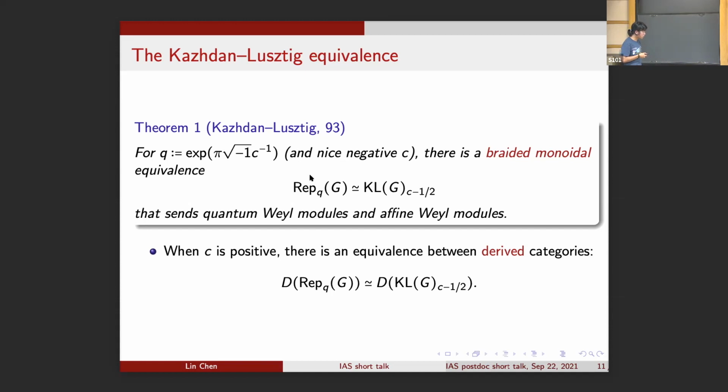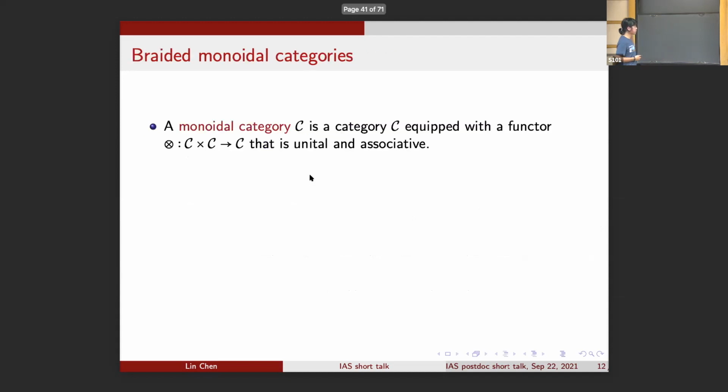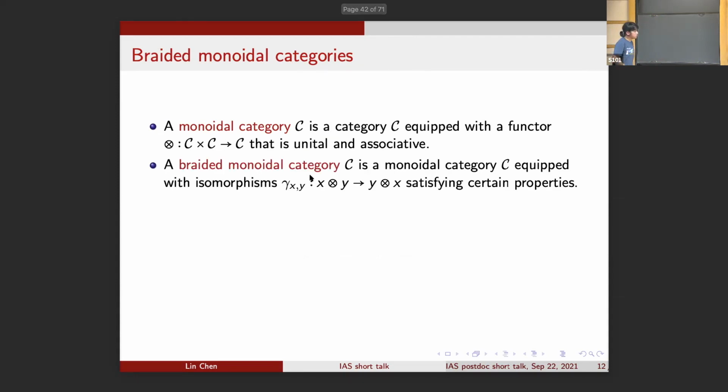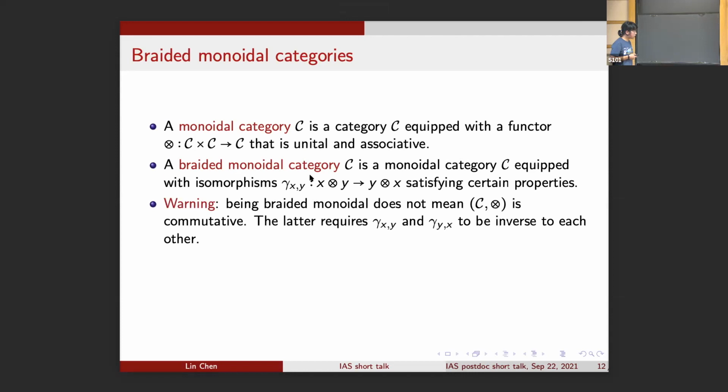Instead, I want to explain the word braided monoidal. It means this equivalence, the Kazhdan-Lusztig equivalence, is not just an equivalence between categories, it's an equivalence between more structures. Recall a monoidal category is just, say, an abelian category equipped with a tensor product. You can view it as an associative algebra in the category of categories. Then a braided monoidal category is a monoidal category equipped with braiding isomorphisms from X tensor Y to Y tensor X. But here's a warning: being braided monoidal does not mean that the category is commutative.